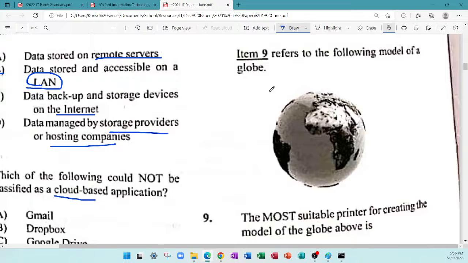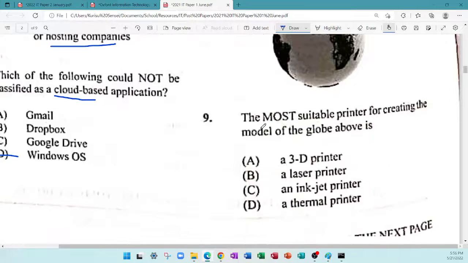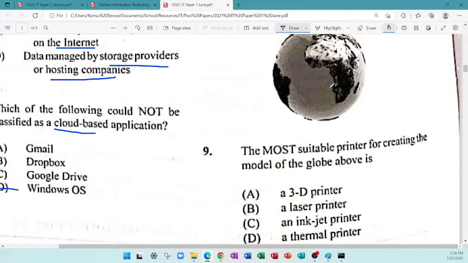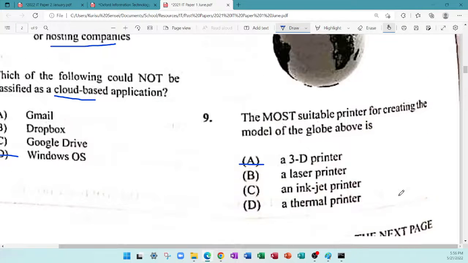Good. So the most suitable printer for creating this globe is what printer? 3D. Good. 3D printer. Now we're going to talk about printers. We have 2 types of printers. What are the types of printers? Impact and non-impact. Very good. Impact and non-impact. What's the difference?